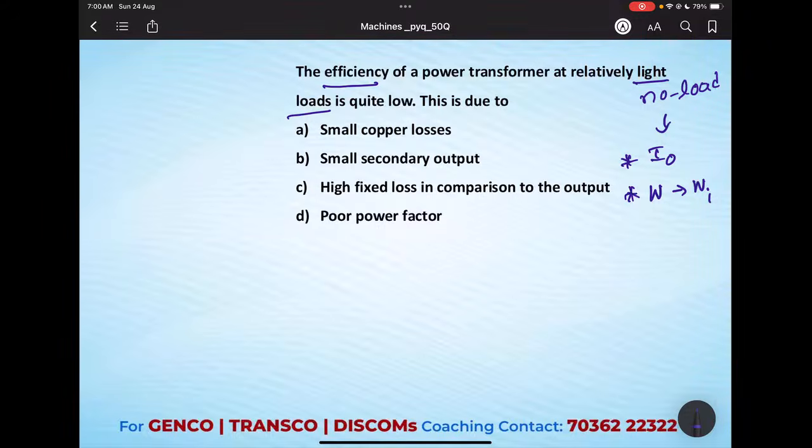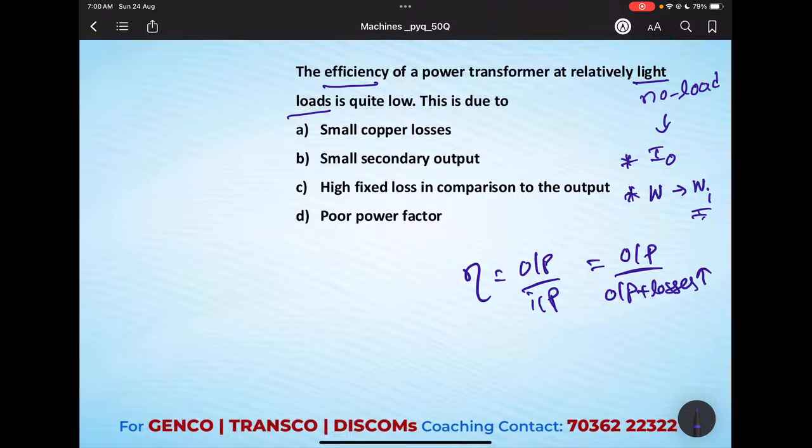So whatever power you are drawing, most of it is going to be used to meet the iron losses. We know that efficiency is output power by input power, and one more way you can write it is output by output plus losses. If losses are more, then efficiency is going to be reduced. The main reason is high fixed losses, that means fixed or constant losses in comparison to the output. Our suitable option is C.